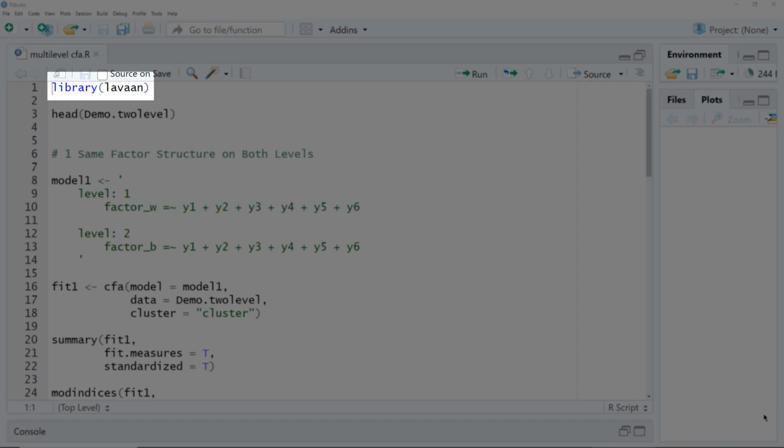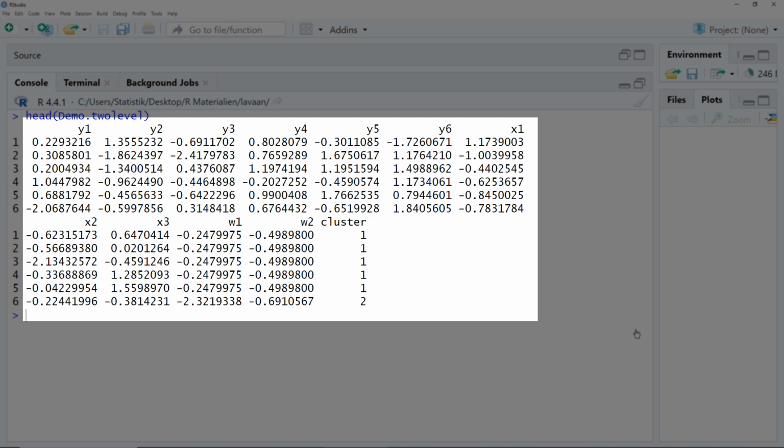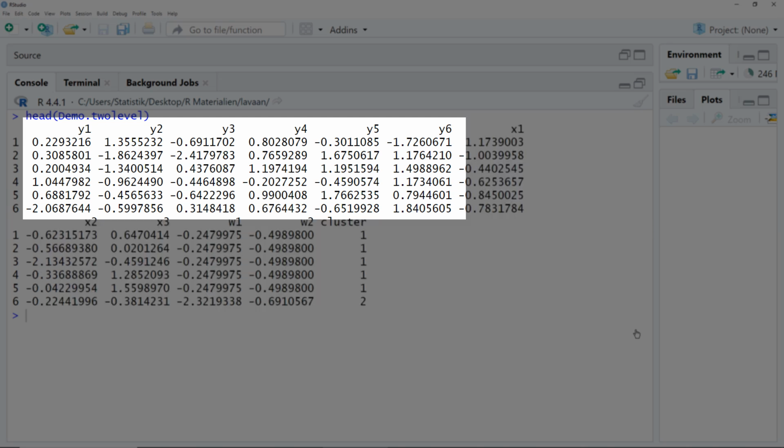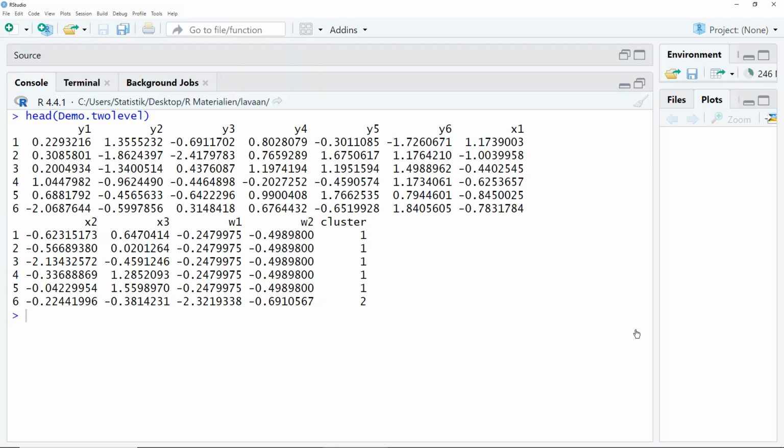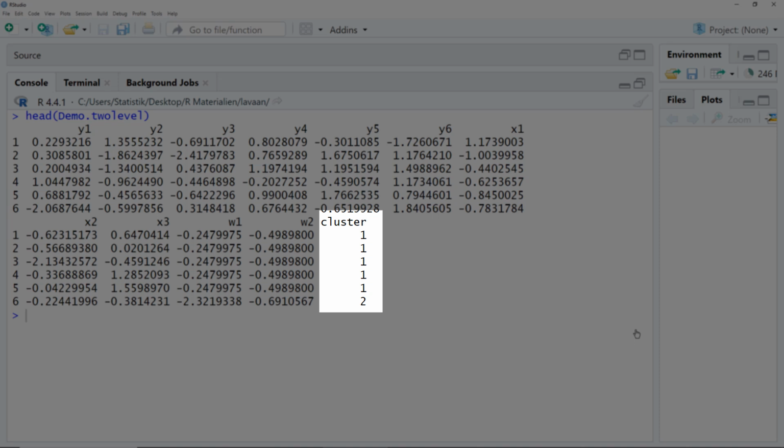We need, of course, lavaan. And as part of lavaan, there is a demonstration data set, demo2level. We have a number of variables. I will only use the variables for one construct, y1 to y6, so 6 indicators for one construct. And the variable cluster, which denotes which groups, that is which level 2 units, the observations belong to.